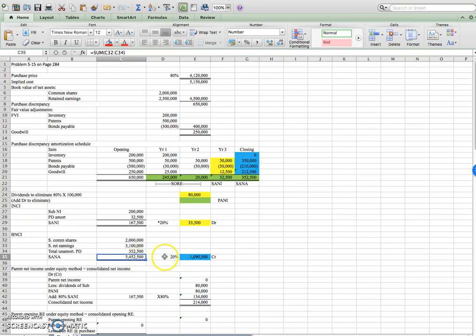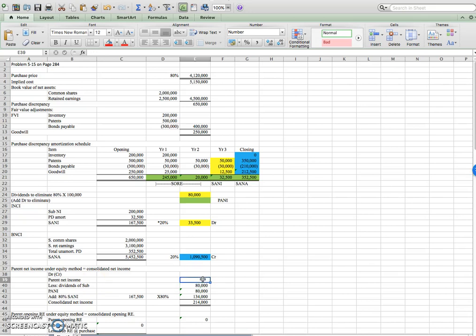Remember, we take 20% of that because that does not belong to us, and it will result in our adjustment of about 1.1 million. Now we're ready to move on to step 5. Remember, step 5 would not be completed under the equity method because the parent's net income under equity is really the consolidated net income. But as we are doing the cost approach, we do need to make a few changes here. So now we need to figure out the parent's net income.